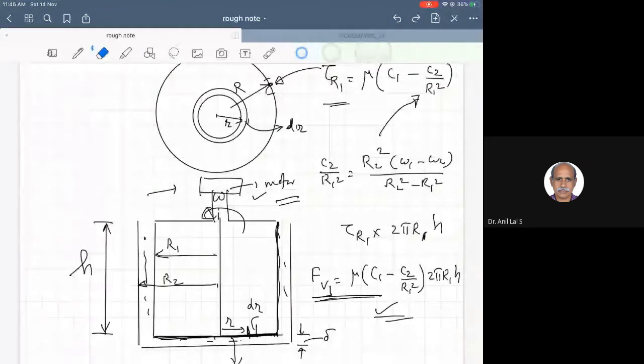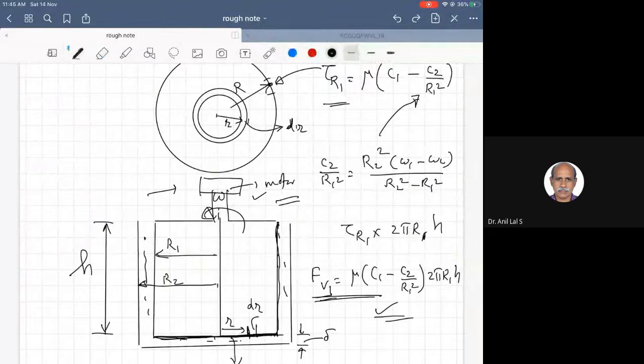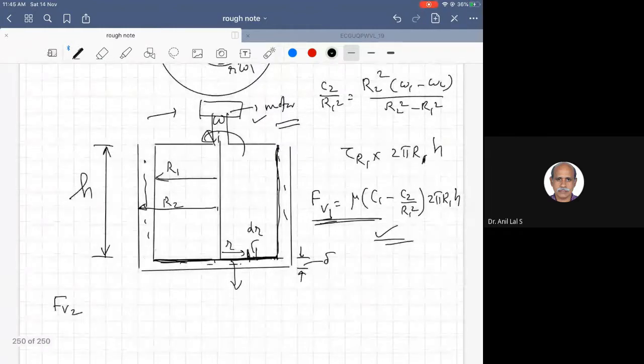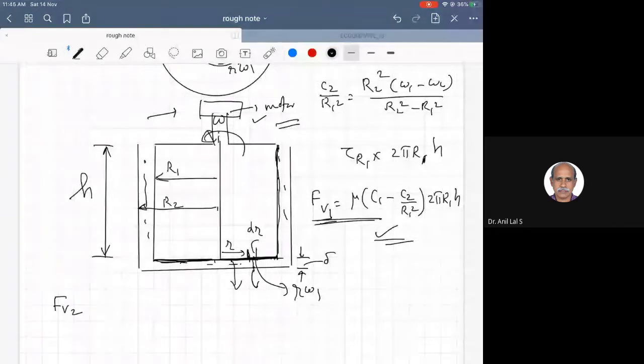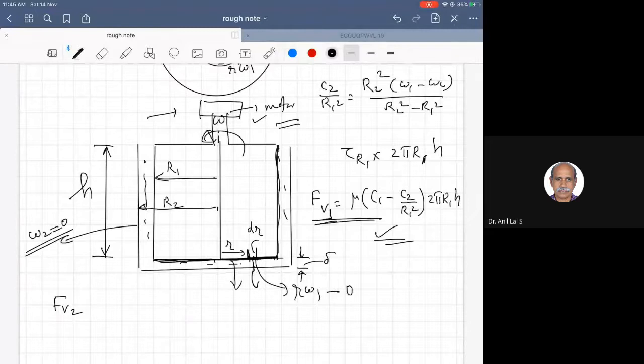The tangential velocity here will be r omega 1. The velocity at this point is r omega 1. The velocity on the bottom wall is this. Let us assume that the outer cylinder is not rotating, omega 2 equal to 0. In that case, the velocity on the bottom is equal to 0. So the velocity difference is r omega 1 minus 0.